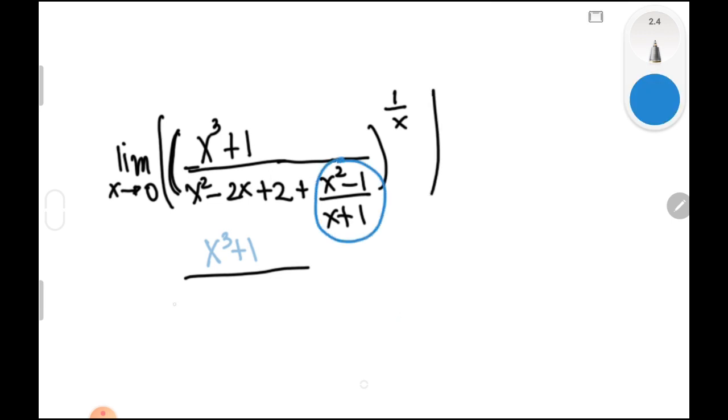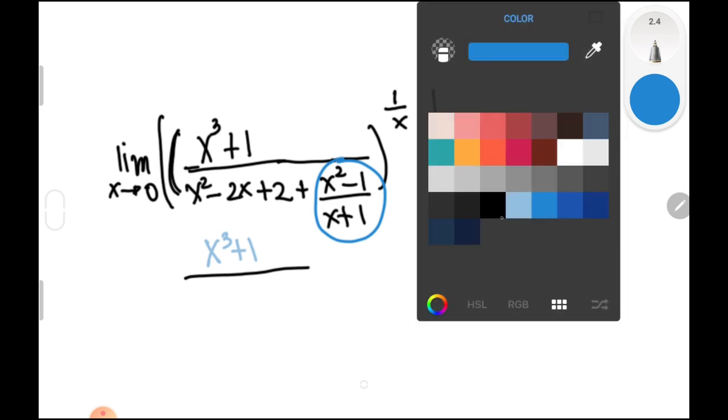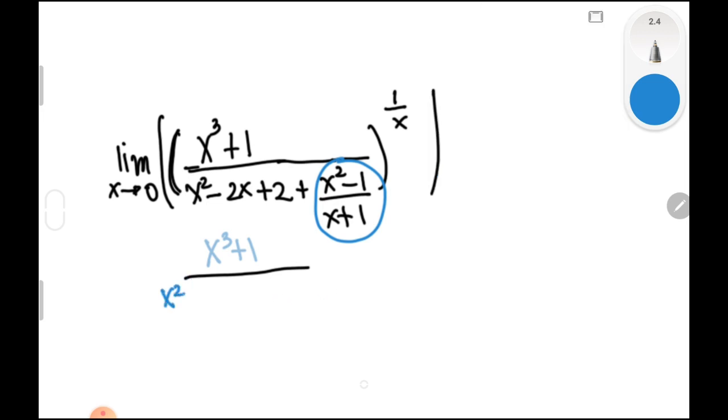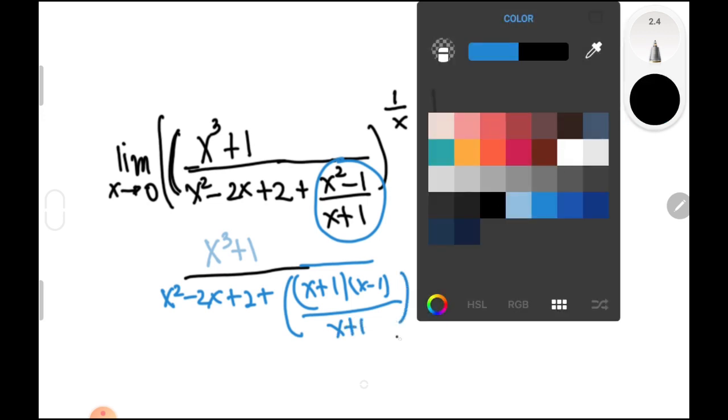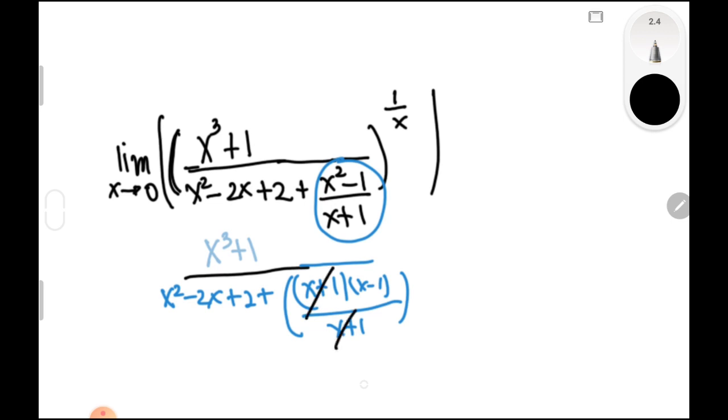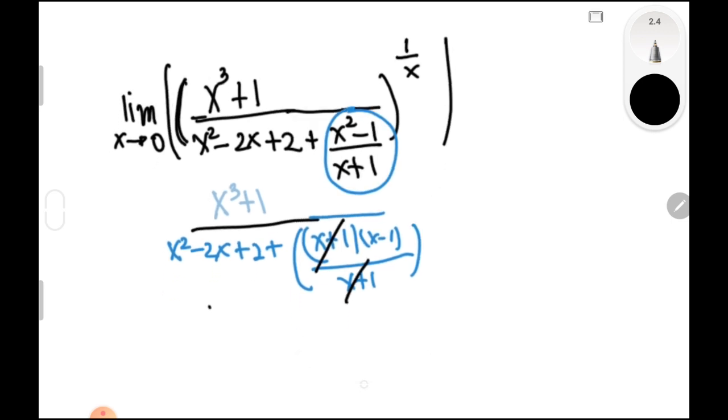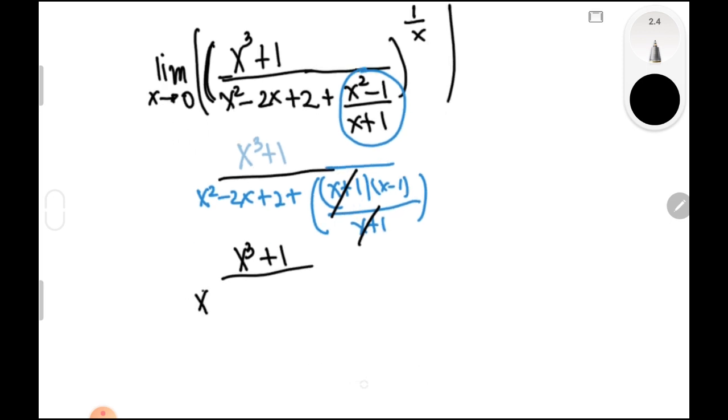Okay, so hindi ko muna gagalawin to. So step by step tayo. So we have x squared minus 2x plus 2, plus x plus 1 multiplied by x minus 1. Okay, so special product, divided by x plus 1. Okay, so from this you can already see that x plus 1 divided by x plus 1 is equal to 1. So kakaroon ko ng ganyan, and then of course I will have x cubed plus 1 divided by x squared minus 2x plus 2 plus x minus 1. Okay, huwag niyong kakalimutan yung parenthesis niyo na naman.